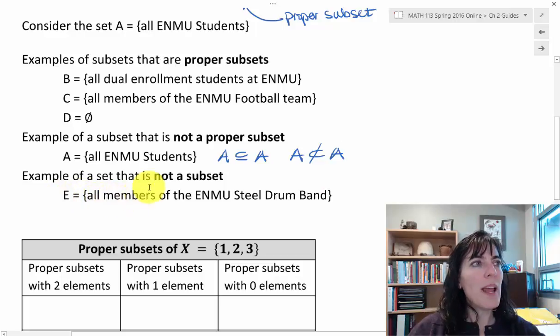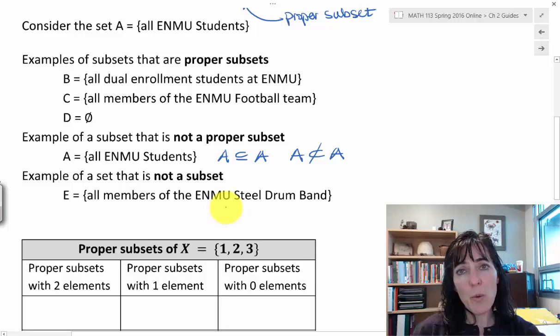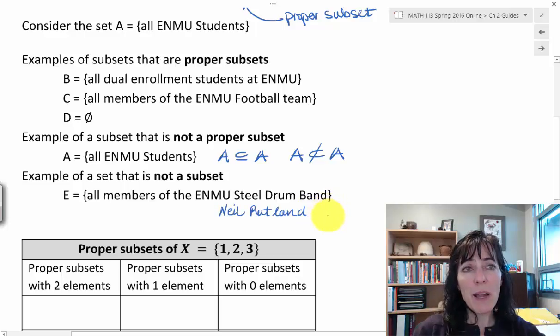at all, and that would be all members of the E&MU steel drum band, because I happen to know in the steel drum band we have the director actually plays in the band quite often, and that is Neil Rutland. And he is the director of the band. He is a faculty at E&MU. He is not an E&MU student.